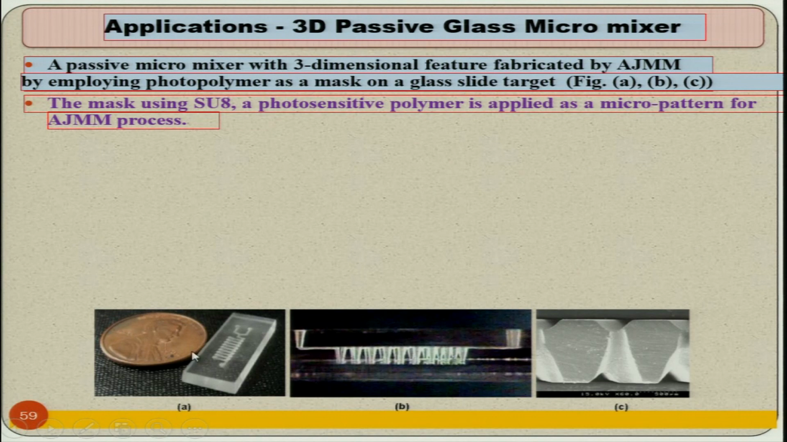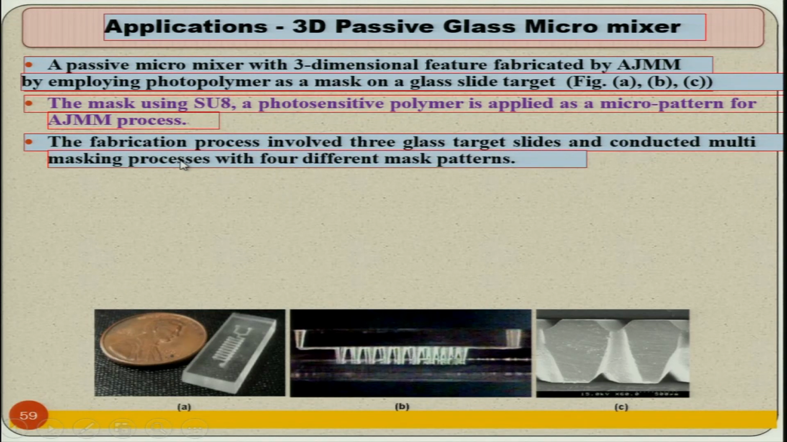Now, this is the coin, and this is the glass on which this micromixer has been fabricated. The mask using SU8, a photosensitive polymer, is applied as a micro pattern for abrasive jet micromachining. So, a photosensitive polymer is used, and the mask is made of SU8. We have already seen SU8 application as a mask. The fabrication process involved 3 glass target slides and conducted multi-masking processes with 4 different mask patterns.